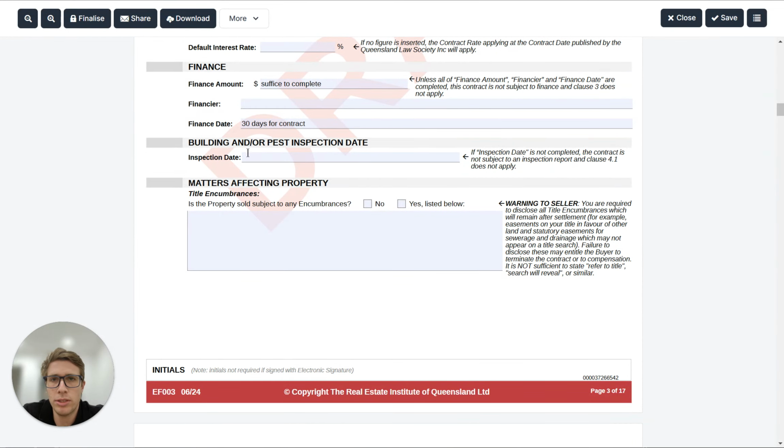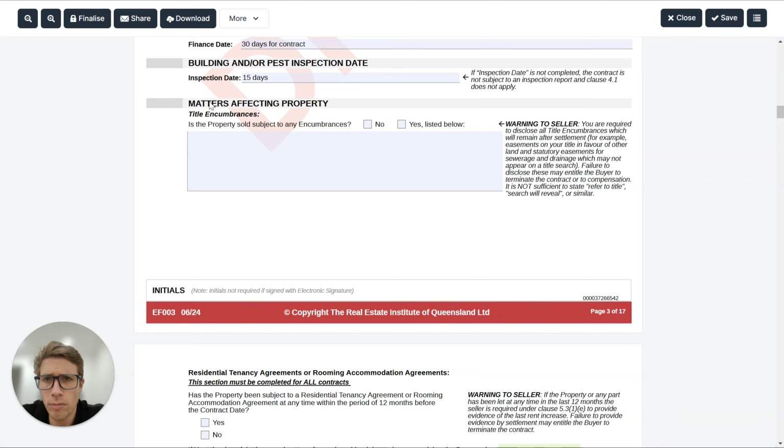So pest and building, inspection date. If the buyer wants a pest and building inspection, we're going to put the days in. So 15 days for pest and building. Matters affecting the property. Is the property resold with any encumbrances? Yes, it is. So that's going to be on the title search there.